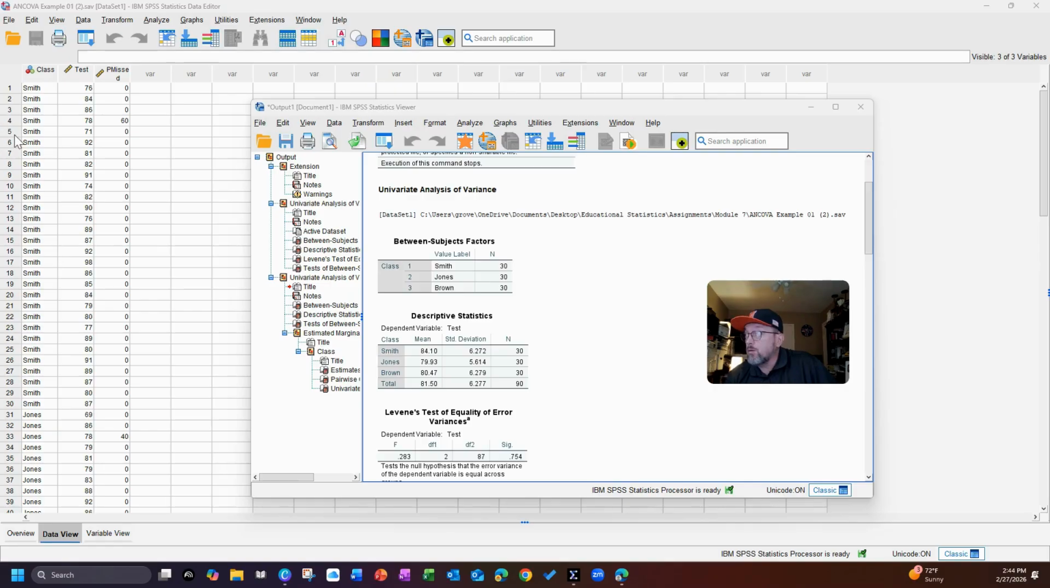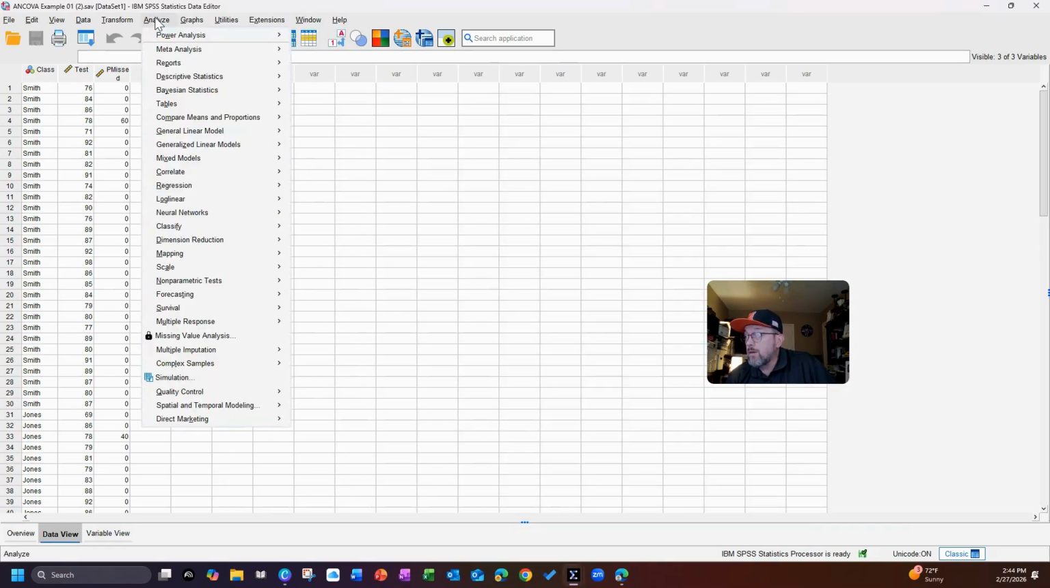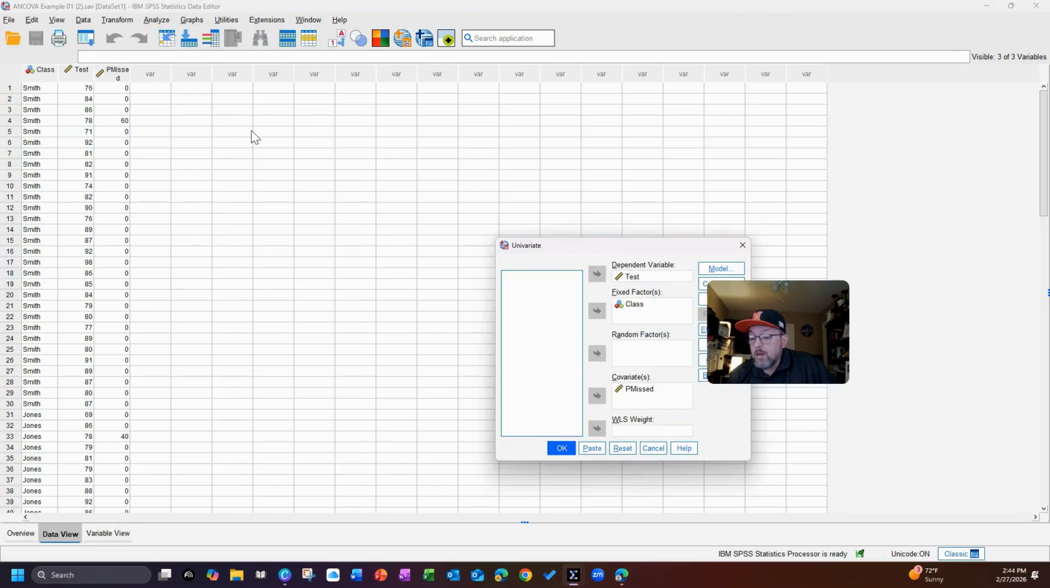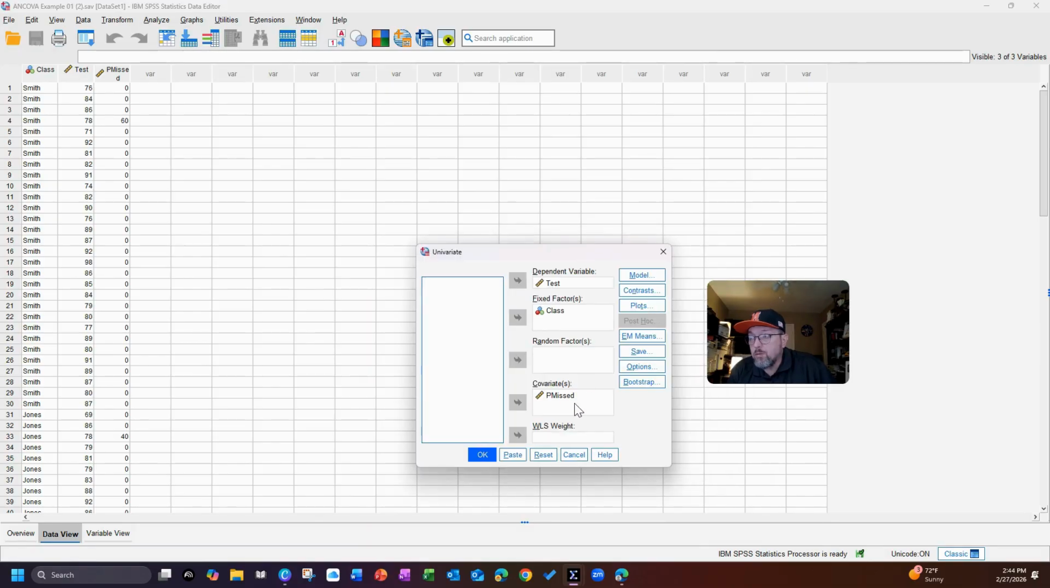So what I did was I clicked Analyze, and I went down to General Linear Model, Univariate. In the univariate dialog, I moved test to my dependent variable, class to my fixed factor, and periods missed to my covariate right there.